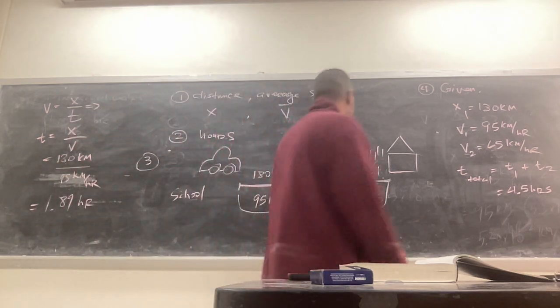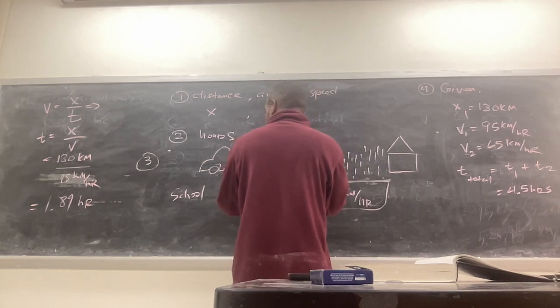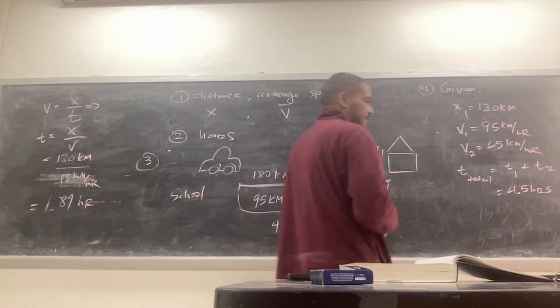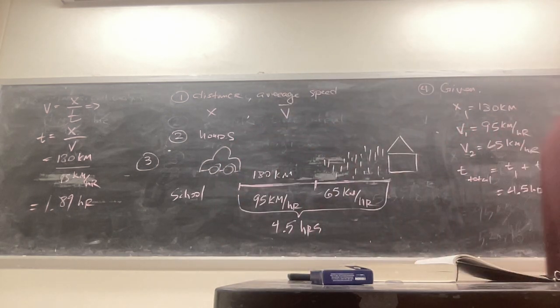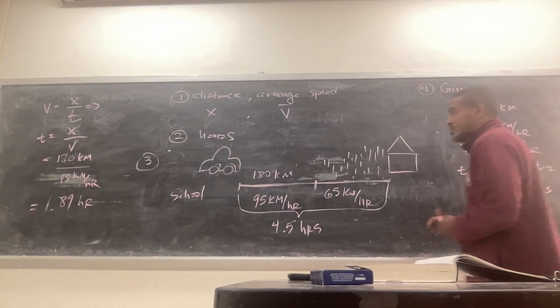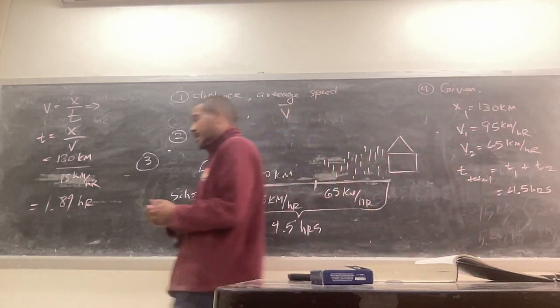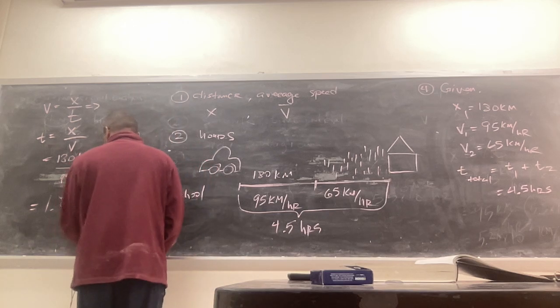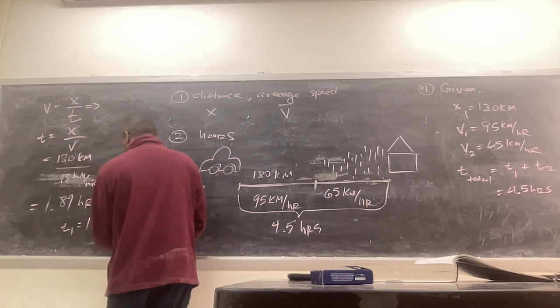So that says that for the first part of the trip, he drove for 1.89 hours. So T1 is 1.89 hours.